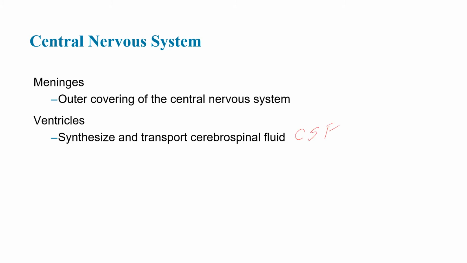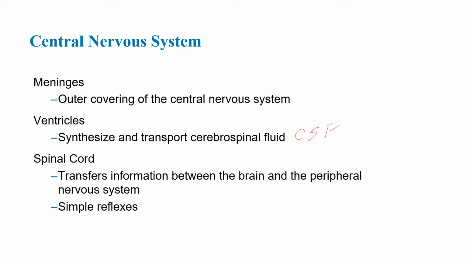You'll hear me call it CSF quite often, or just spinal fluid, but it's cerebrospinal fluid, which is produced and transported through the ventricles. The ventricles are a large portion of the brain, but we'll talk about that later too. Then there is the spinal cord. The spinal cord, pretty self-explanatory, transfers information between the brain and the peripheral nervous system and is responsible for simple reflexes. So when you react so fast that the brain doesn't have time to process, those simple reflexes are basically processed by the spinal cord itself.